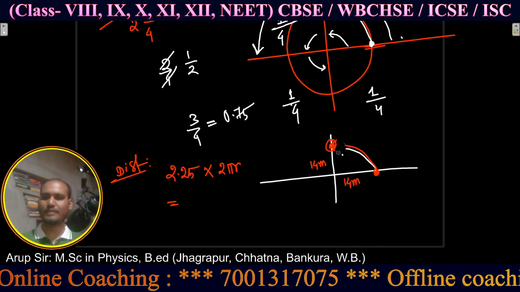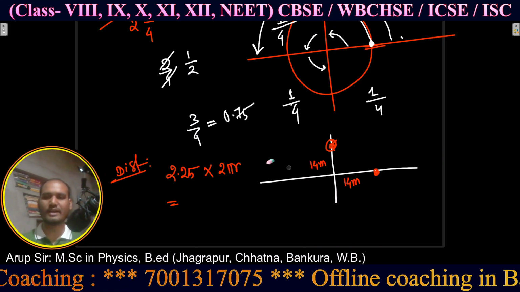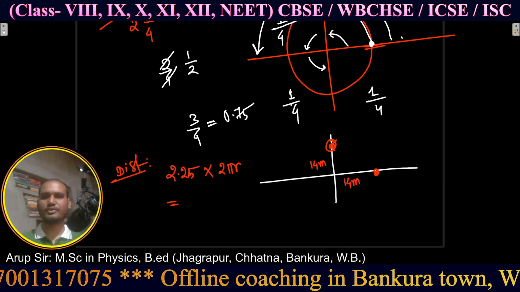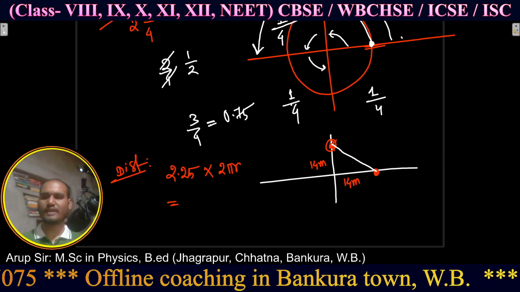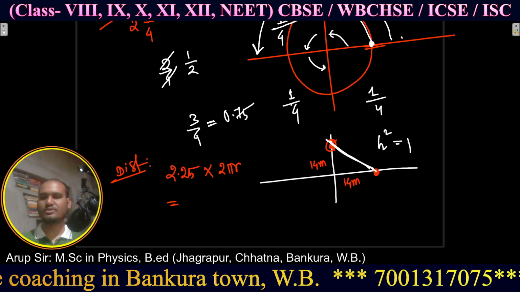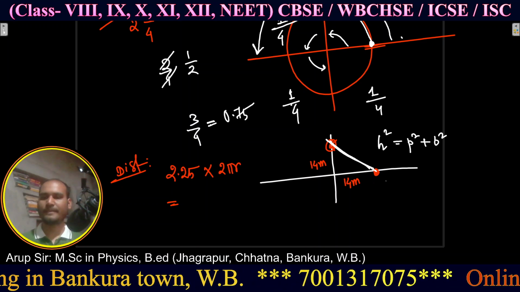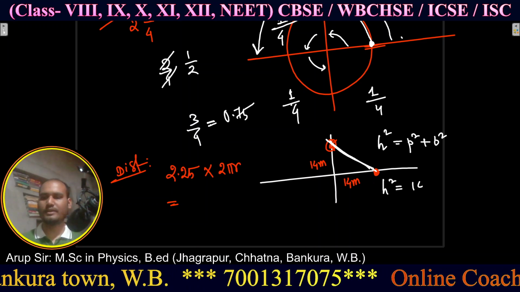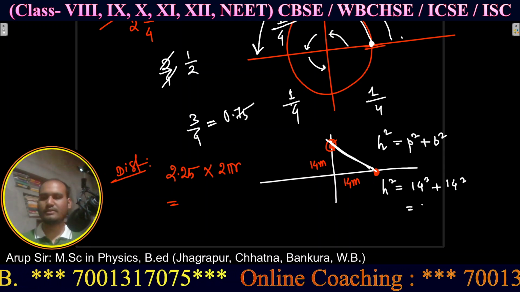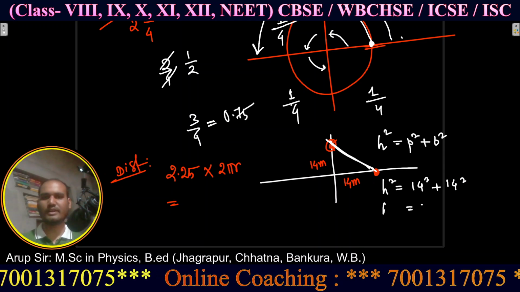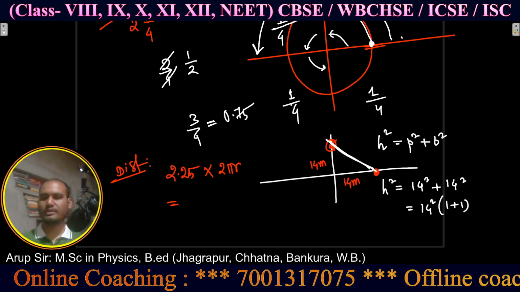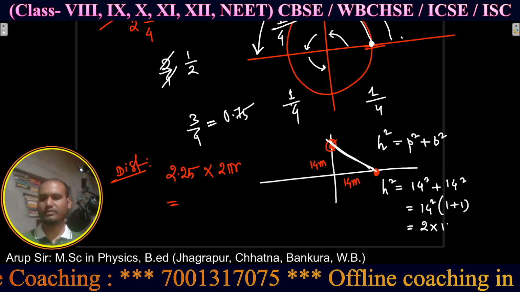We are getting the perpendicular and base. Now complete this one. This is the hypotenuse of this triangle. You know the formula: hypotenuse square is equal to perpendicular square plus base square. Hypotenuse square is equal to perpendicular 14 square plus base 14 square. So you can take 14 square common, and 1 plus 1 you will get 2, so 2 into 14 square.